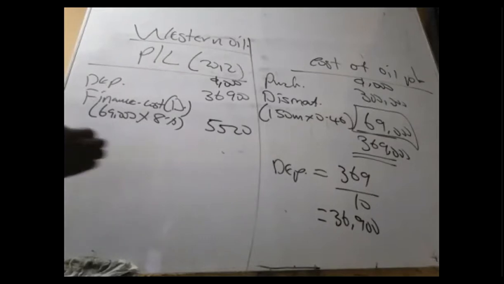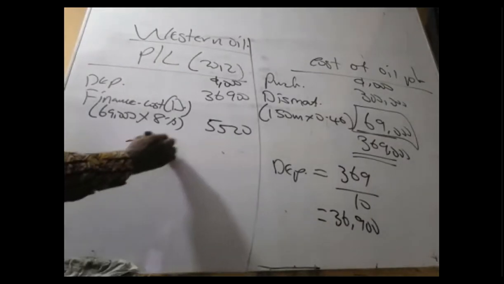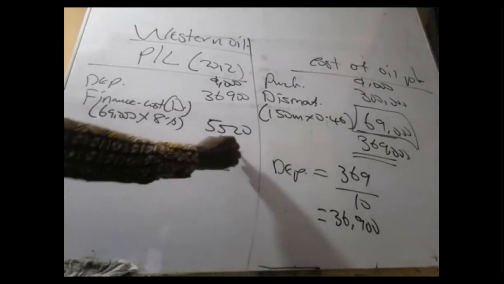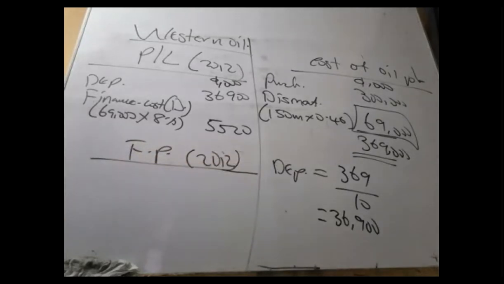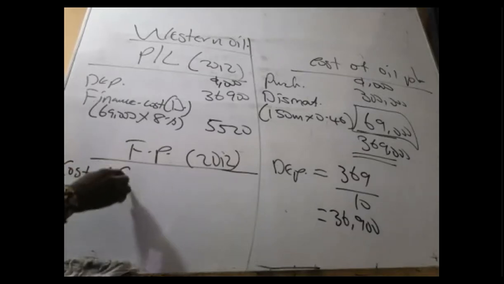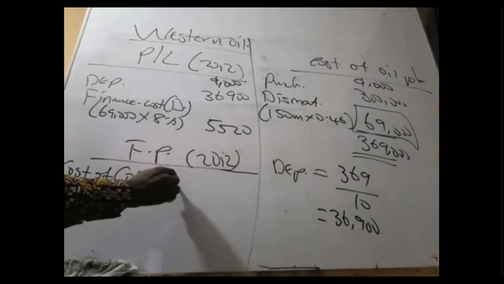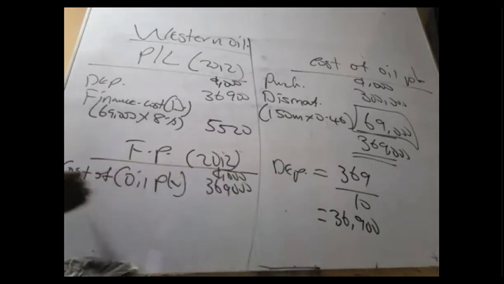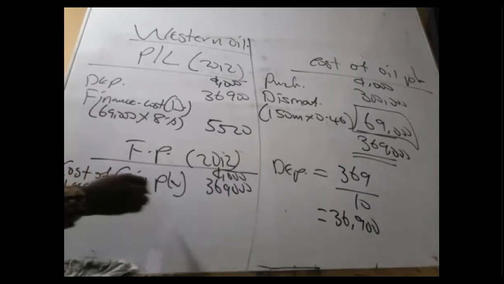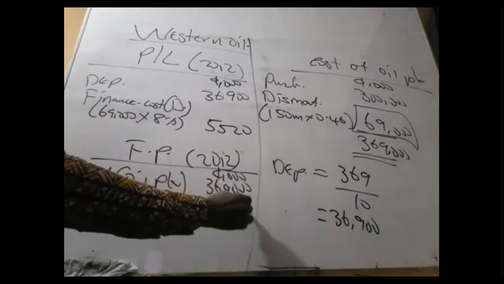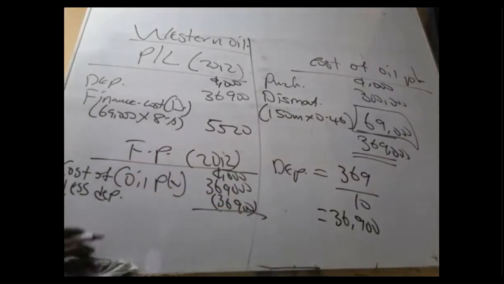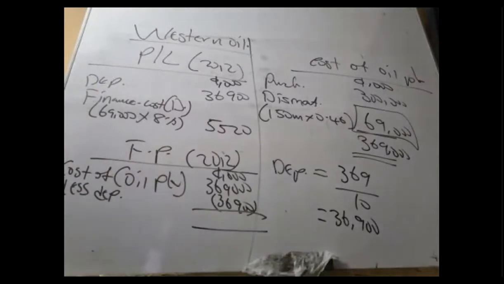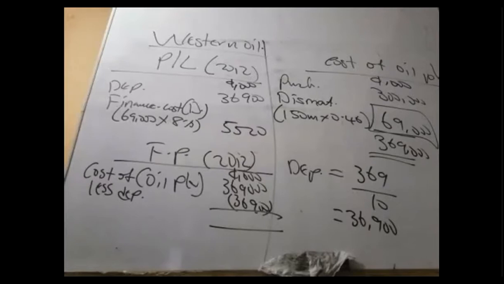Go to the financial position for 2012, the ending of the first year. All you have to do is first write the cost of the asset. So oil platform, cost of the asset, in brackets, oil platform. The cost happened to be what? 369,000, less depreciation. Depreciation happened to be 36,900. Whatever answer you get, that is the carrying amount.